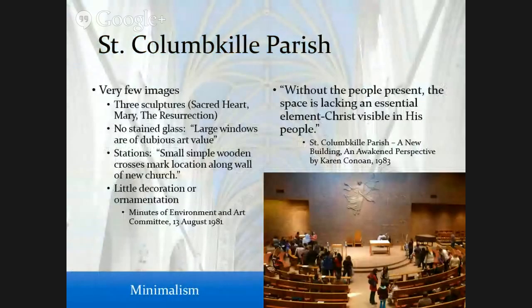All right, so another principle is minimalism. In our church, we do have relatively few images. You have to think back to before it was renovated. We'll talk about that in a moment. But really, we only had three sculptures in the church. We had one of the Sacred Heart, one of Mary, and one of the Resurrection.